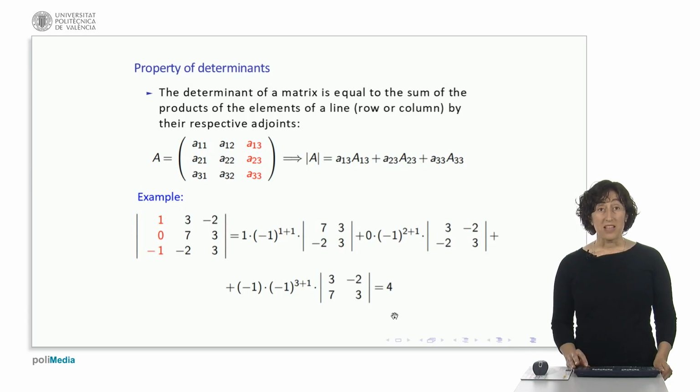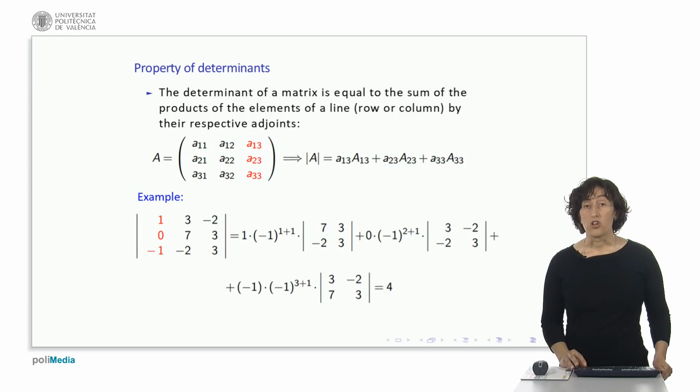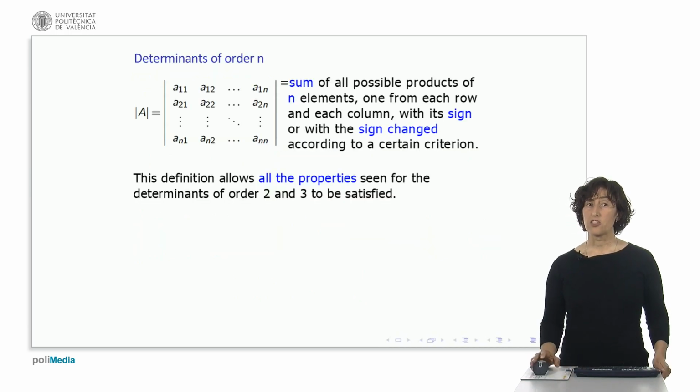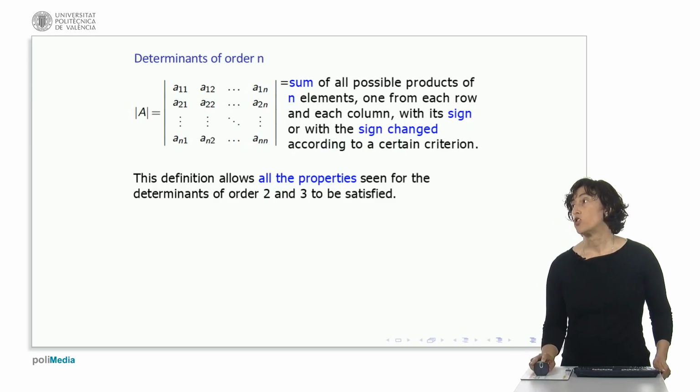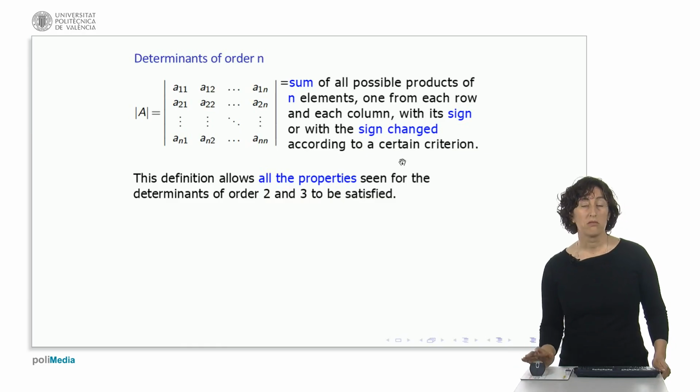This property can be applied to any determinant of order 2, of order 3, as we will see, and of superior order, as we will see next. Because how are the determinants of order n defined? By generalizing the determinants of order 2 and order 3 as a sum of all the possible products of n elements, one of each row and each column, with their sign or with the sign changed according to a certain criteria that I do not tell you at this moment. This is a generalization of what we have seen.